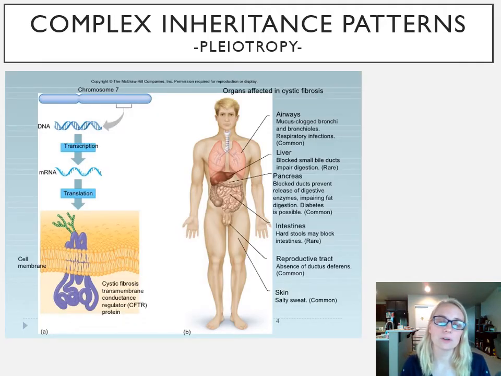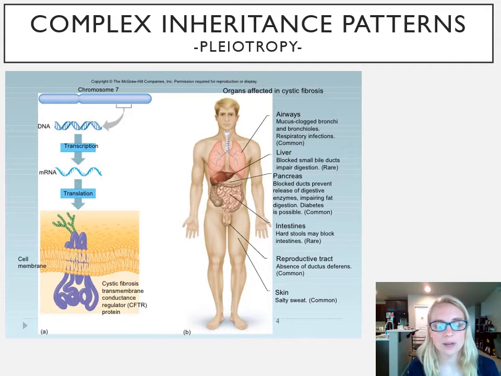The next inheritance pattern is called pleiotropy. So pleiotropy is one gene has multiple effects body-wide. So typically, again, up to this point, one gene, one effect. So one gene codes for earlobe or widow's peak or knuckle hair or hitchhiker's thumb or taco tongue or freckles, or all of the traits that you were looking at in your lab this week or some of the examples that I showed earlier. It was one gene, one phenotype, one effect. But that's not always the case. You might have one gene affects multiple parts of the body.